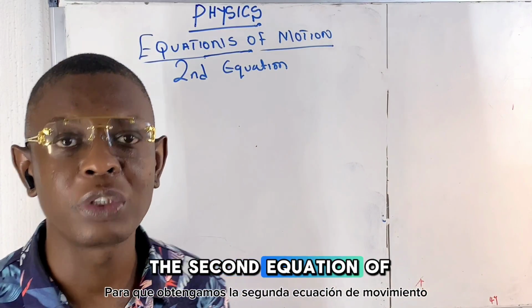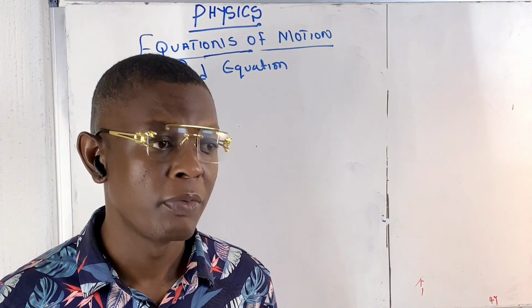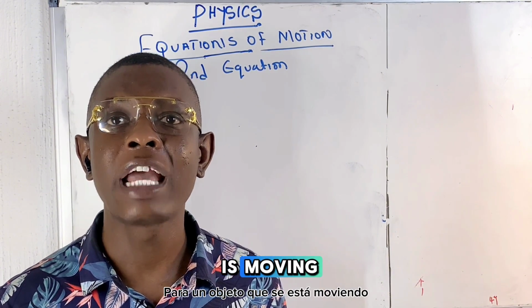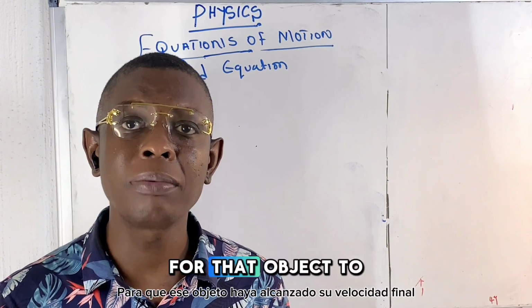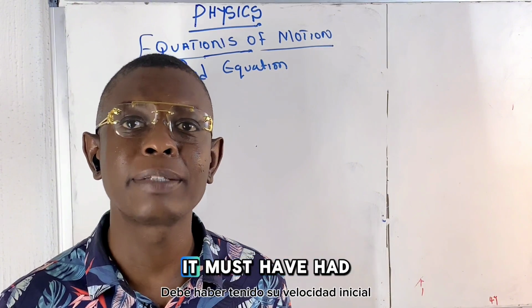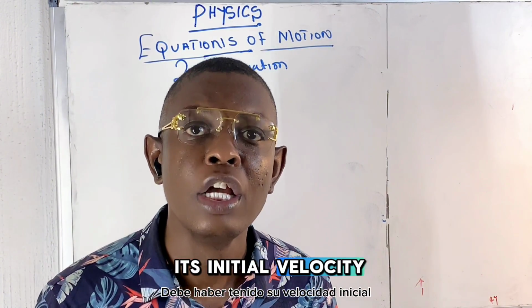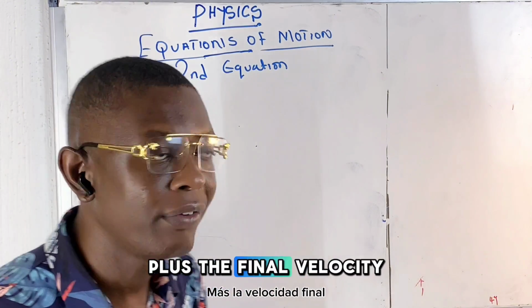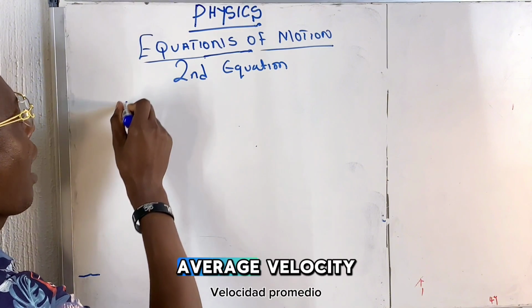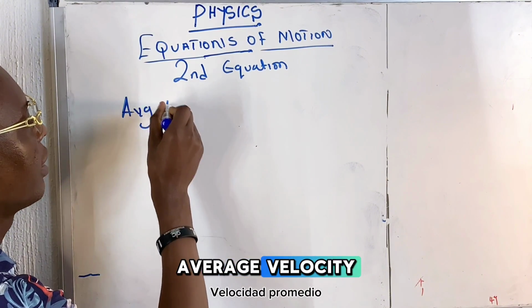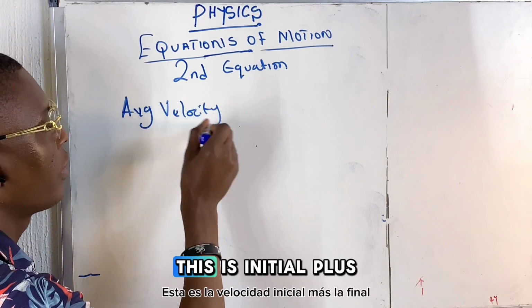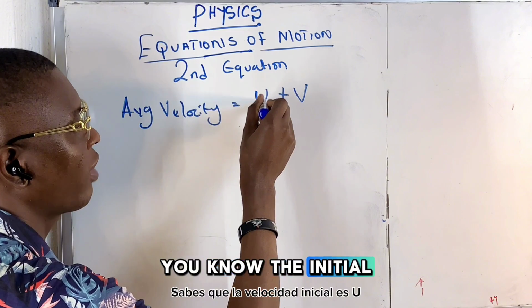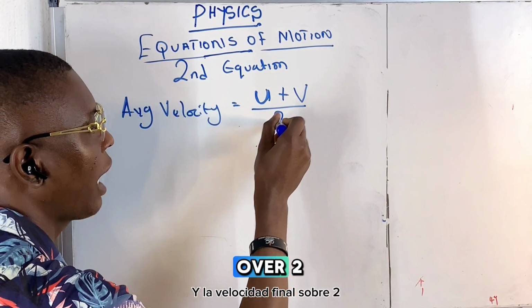For us to derive the second equation of motion, we must first of all present it in this way. Now, for an object which is moving in a constant or uniform motion, for that object to have attained its final velocity, it must have had its initial velocity. So the average velocity is the combination of the initial plus the final velocity. Average velocity is initial plus final velocity, the initial velocity is u and the final velocity is v, over 2.